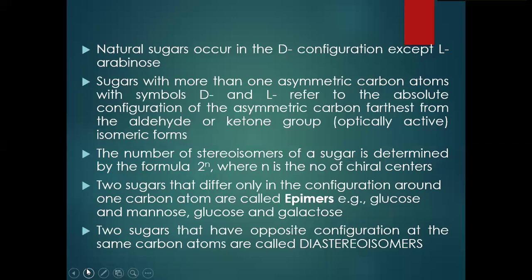Two sugars that differ only in their configuration around one carbon are known as epimers. For example, mannose is a 2-epimer of glucose, and galactose is a 4-epimer of glucose, because the configuration of the hydroxyl group and the hydrogen around the carbon at position 2 and 4 in glucose differ in mannose and in galactose. Two sugars that have opposite configuration at all carbon atoms are called diastereoisomers.